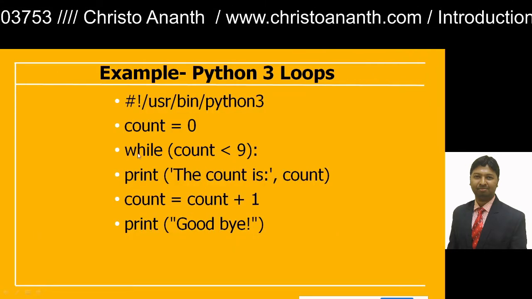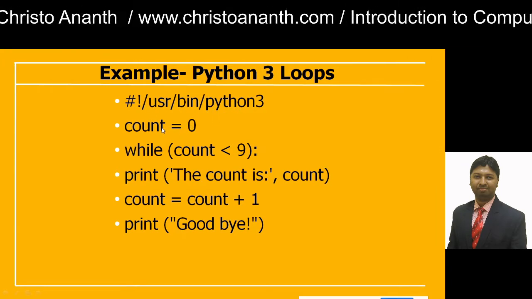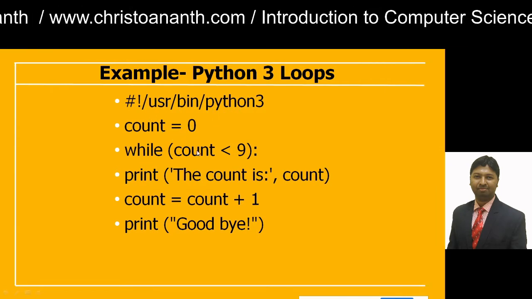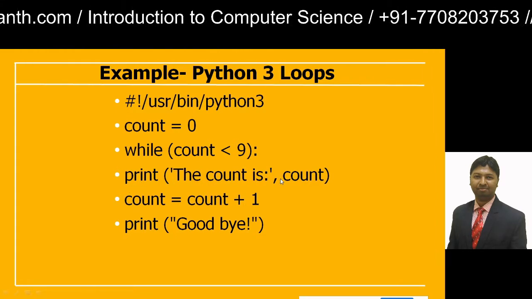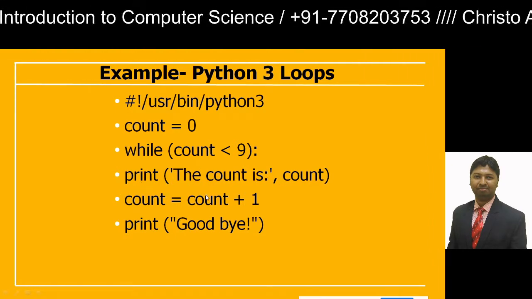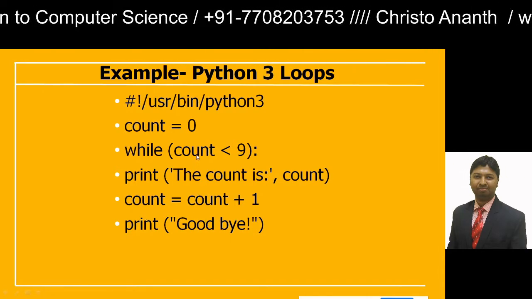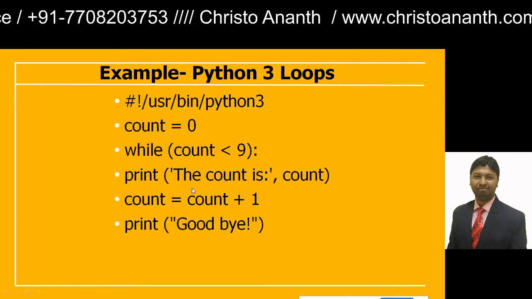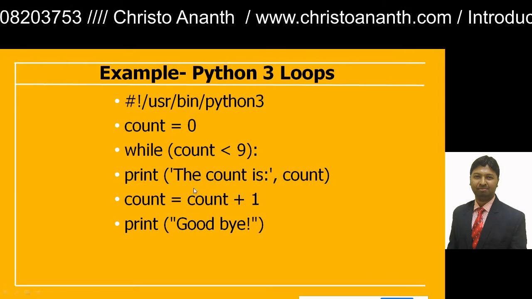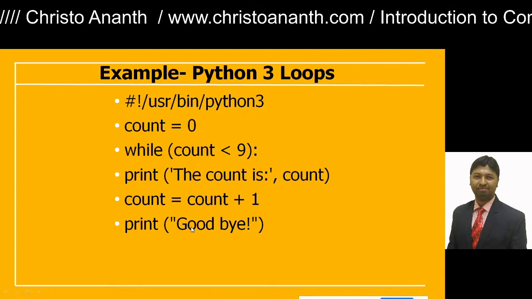This is an example in Python 3. You have count equal to 0, while count less than 9. You print count is, and you increment the count. Then print goodbye. As long as the count is less than 9, it keeps incrementing, and afterwards you print goodbye.